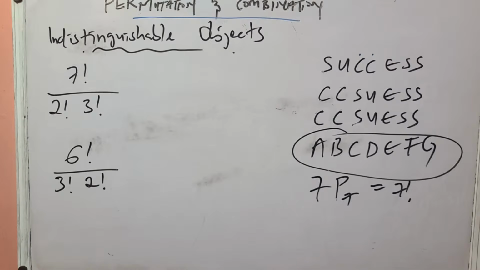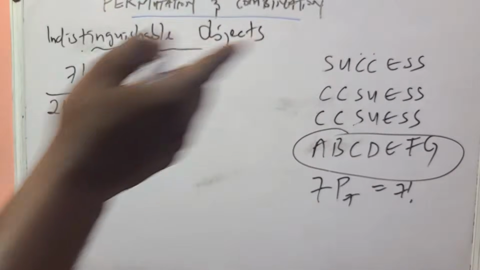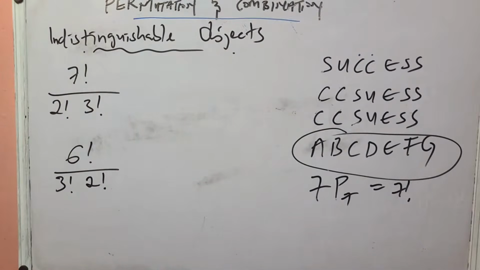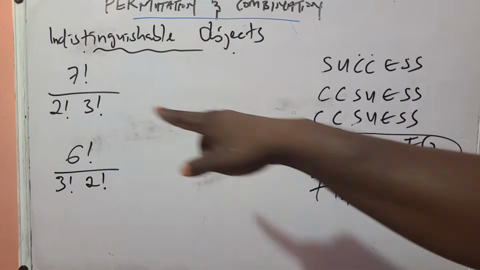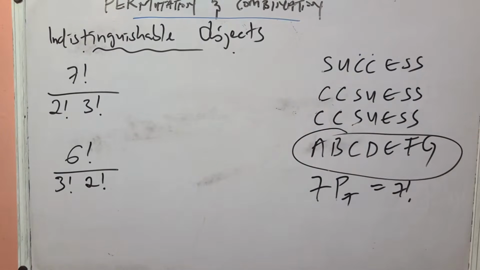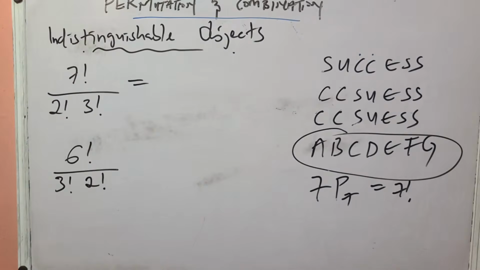Of course, what you have to do is to say 1, 2, 3, 4, 5, 6, 7. We have 7 objects. That's 7 factorial over, what are the indistinguishable objects there? We have C 2 times, that's 2 factorial. We have S 3 times, that's 3 factorial. Now, if you work this, what are you going to get? What's your answer?